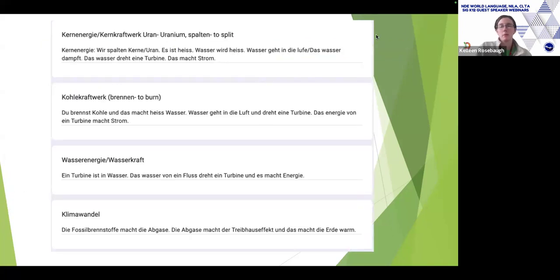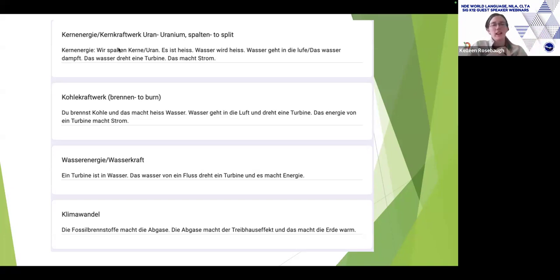So here are some examples of what my students write. I give them a couple of the words that they're going to need. When talking about power plants, most of them, except solar, work pretty much the same way, which is pretty great. So when we have nuclear energy, we have Kernenergie. Wir spalten die Kerne Uran. So we split uranium pieces. Es ist heiß. It is hot. Wasser wird heiß. The water is hot. Wasser geht in die Luft und es dämpft. So the water is going in the air, it's steamy. Wasser dreht eine Turbine. This water spins a turbine. That makes electricity. Das macht Strom.